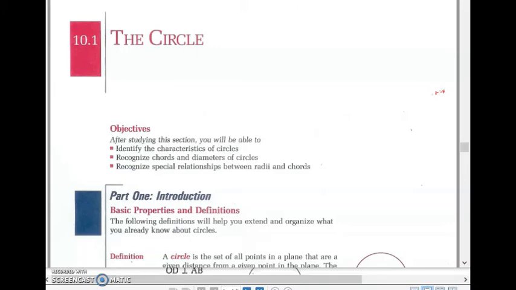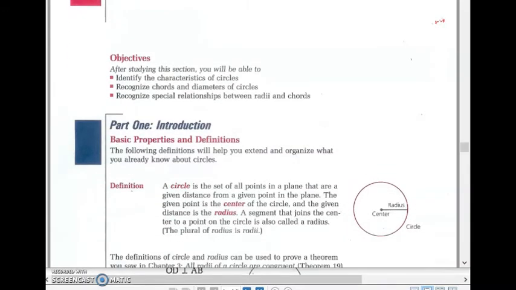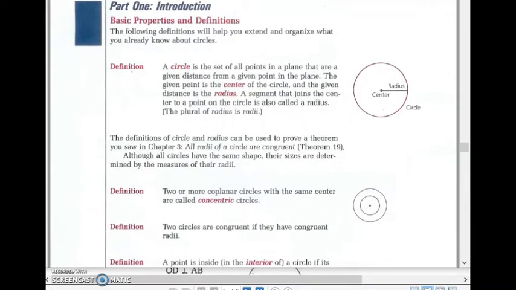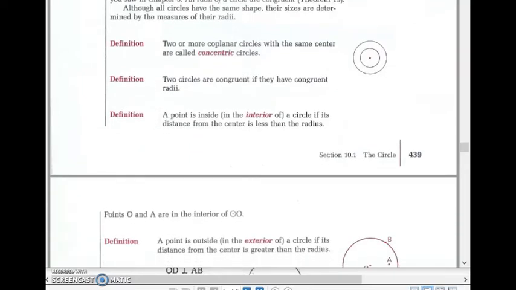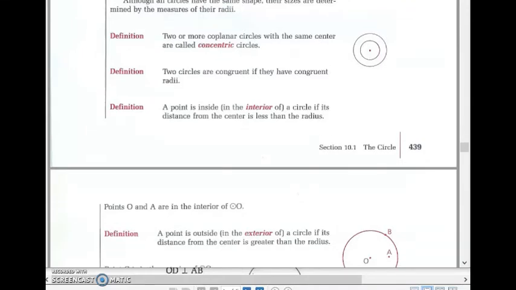Hi, in 10.1, there's 3 objectives: identifying characteristics of circles, recognizing chords and diameters, and recognizing the special relationships between radii and chords. So by definition, a circle has a center point, and the circle itself is the set of all points that are equidistant from that center. The radius is the distance from the center to the circle. We can have concentric circles, which are circles that have the same center and are on the same plane.